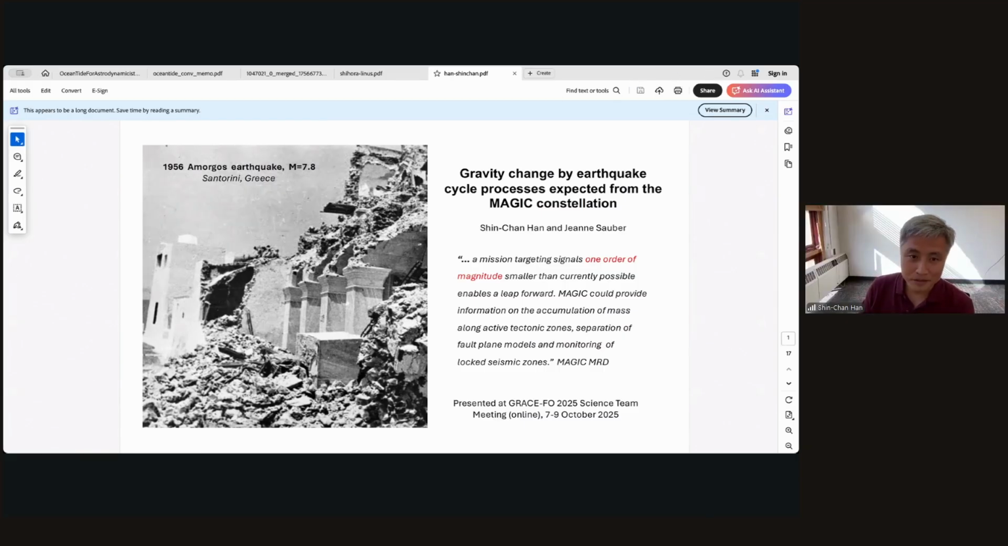Thanks very much. This is a bit of a sidetracked effort we have been doing. We are looking at the GRACE data for retrieving all the earthquake-related signal, the co-seismic and post-seismic gravity change, from more than 20 years of GRACE data record. But we would like to look at what MAGIC can do regarding the solid earth deformation signal. Next slide.